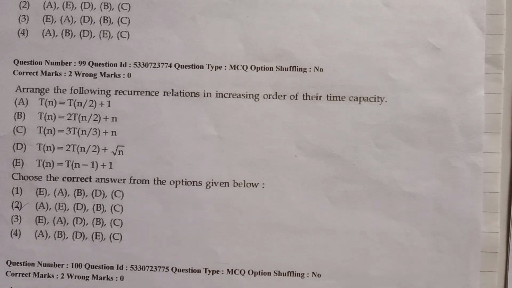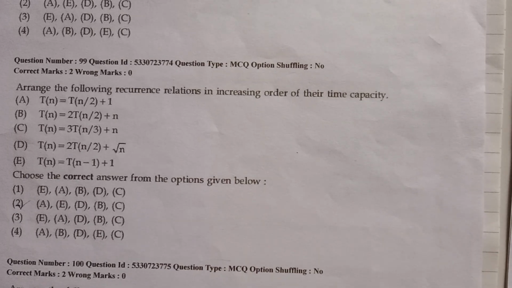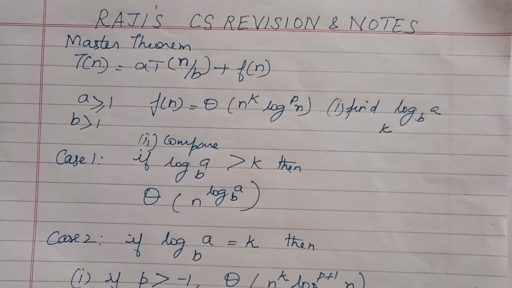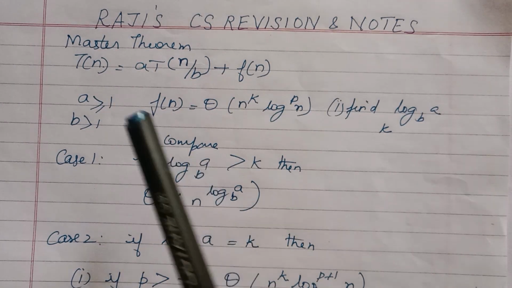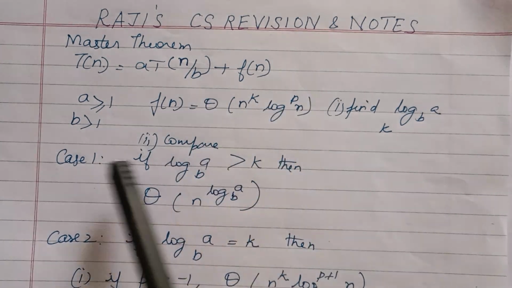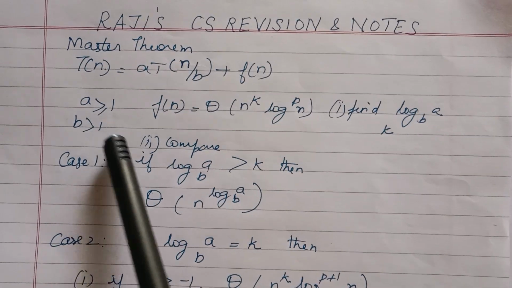Next, question number 99. Here they have given the recurrence relations and they've asked to arrange them in increasing order of their time complexity. So to solve recurrence relations, you need to know the Master's theorem. When you use Master's theorem, you need to know the general format. The general format will be T(n) = a T(n/b) + f(n), where a is greater than or equal to 1 and b is greater than 1.